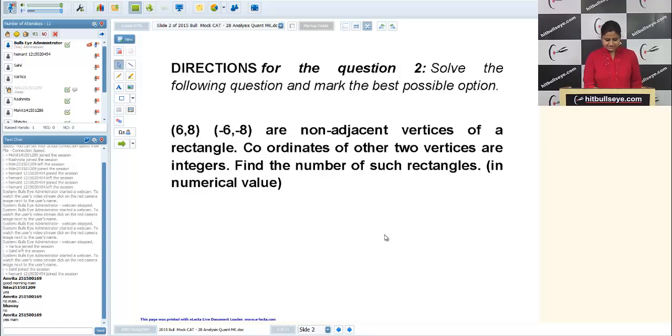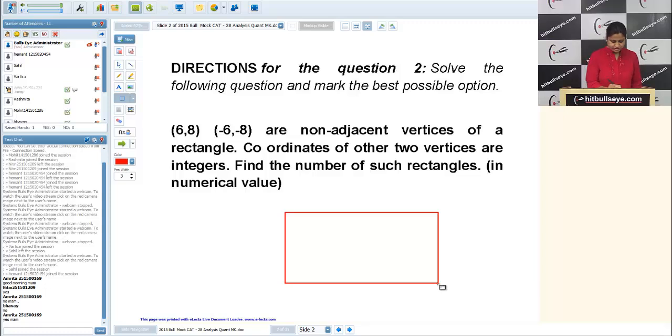See, it says 6, 8 and minus 6, minus 8 are non-adjacent vertices of a rectangle. Coordinates for the other two vertices are integers. Find the number of such rectangles. A rectangle is given. Two non-adjacent vertices are given. Let this be 6, 8 and this be minus 6, minus 8.